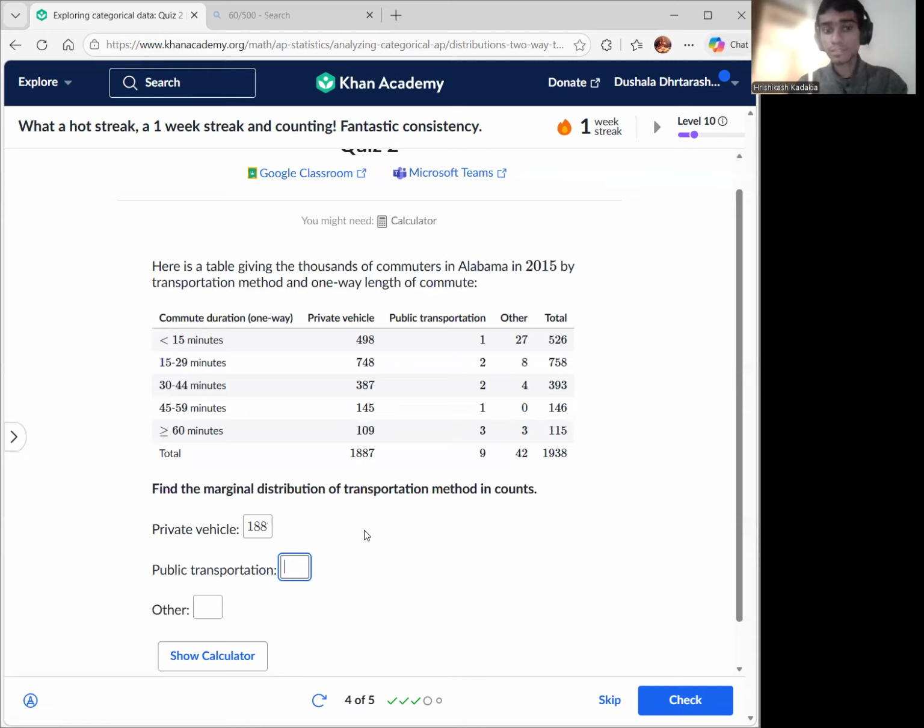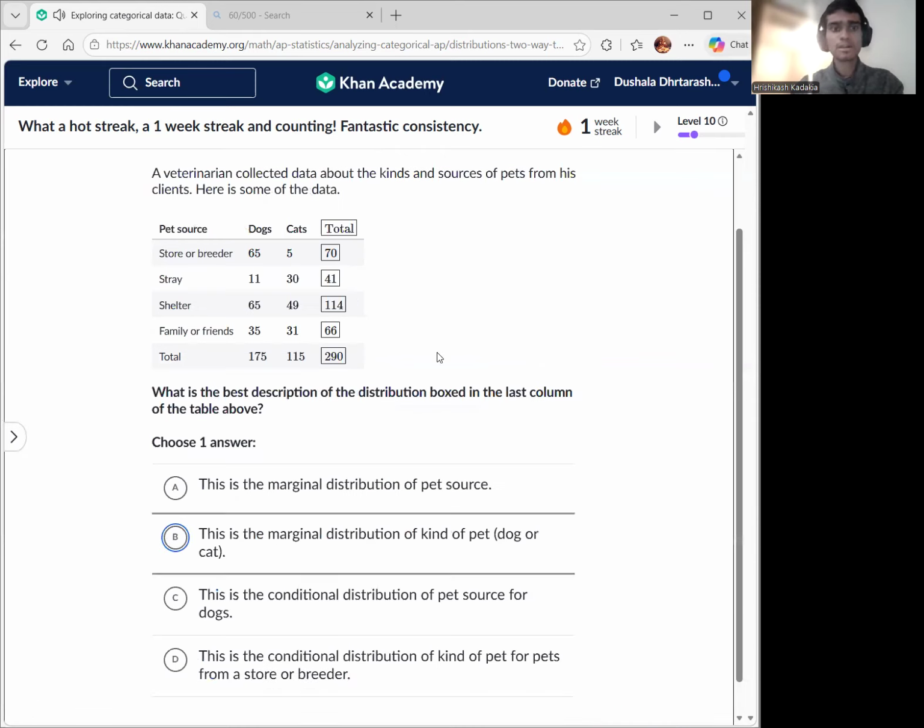1,887. How many are going by public transportation? Public transportation is 9,000. And here, how many are going? 42,000, right? Because 42,000 are using other methods, maybe like bicycling, walking, animal carts, or anything. Yeah, okay.